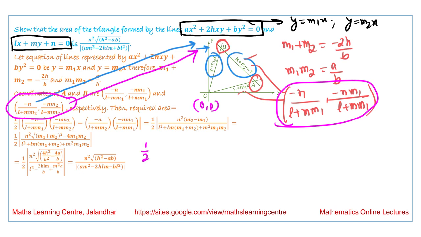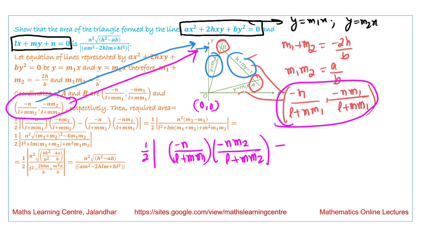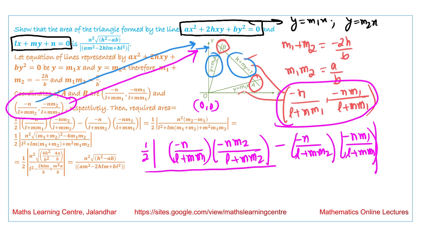as 1 by 2 mod of minus n by L plus m into m1 into minus n m2 by L plus m into m2 minus n by L plus m into m2 into minus n m1 by L plus m into m1, and mod of this value. And when we solve these terms, these calculations, they are shown over here.